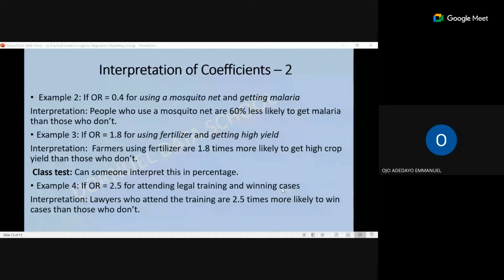Where's Damilola? Damilola, are you there? Yes, sir. Okay. What can you say about that? For example 3, farmers using fertilizer are 80% more likely to get high crop yield than those who don't. And for example 4, lawyers who attend the training are 150% more likely to win the cases than those who don't. Oh, good.